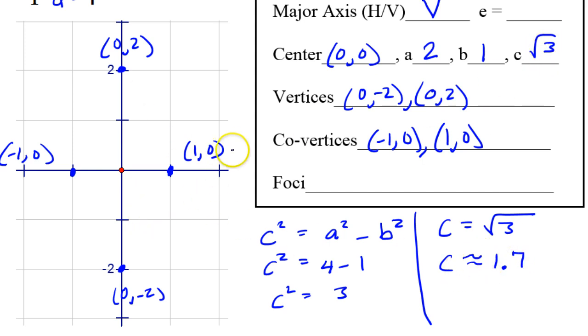The c value tells you where the foci will go. They always go the long way. They always go on the major axis. So I'm going to go up 1.7 from the center. That'll put me about here. And I will go down 1.7. Alright, so these are my foci. Now, when I label the foci, I'm not going to say anything about 1.7. I'm going to say 0, radical 3. Alright, that's the upper focus. And of course, 0, negative radical 3 is this lower focus.